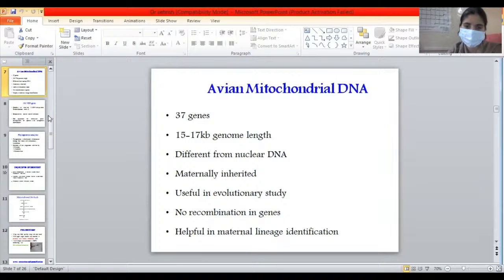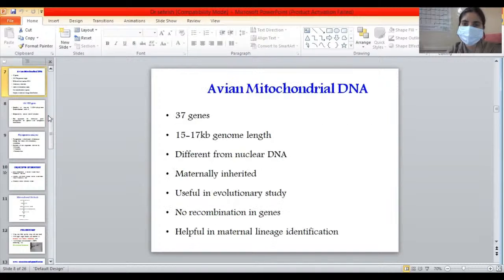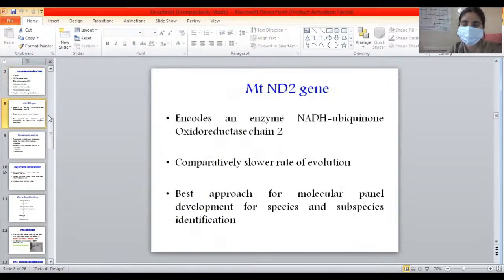That's why it's one of the important, very useful milestones for the study of phylogenetic studies. And as has been mentioned, there are 37 genes, and among them the ND2 mitochondrial gene is very important, involved in the encoding of the enzyme NADH ubiquinone oxidoreductase chain 2. This is a somewhat conserved region as compared to the D-loop, cytochrome B and CO1, and that's why it has been used for the identification of markers at the species, subspecies and breed level.